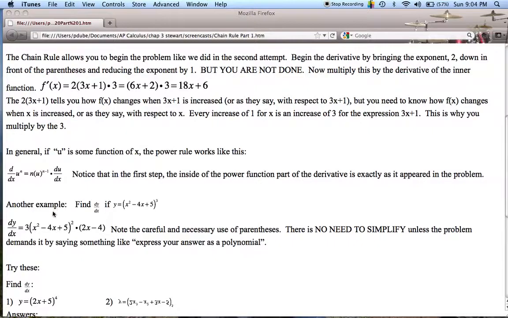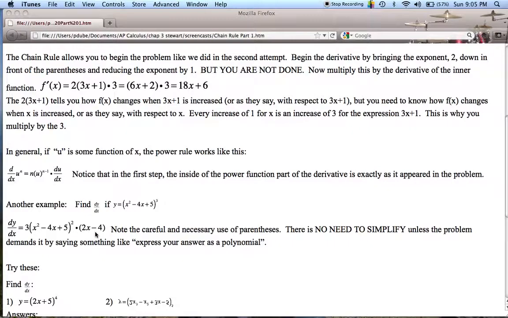Okay, here's another example. If y is x squared minus 4x plus 5, cubed, how do I find dy/dx, or the derivative with respect to x? Well, for dy/dx, I'm going to follow the power rule. The power is the outer function. The polynomial is the inner function. So I do 3 times x squared minus 4x plus 5. See the x squared minus 4x plus 5? It's the same as what's up there. And multiply that by the derivative of what was inside, which is 2x minus 4.